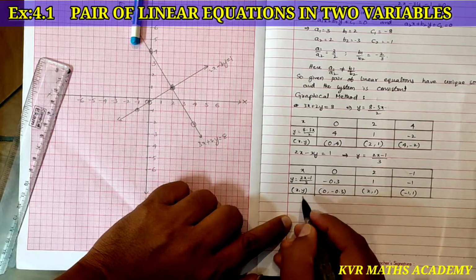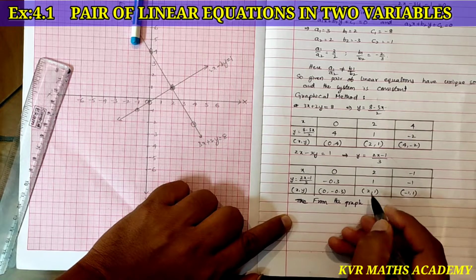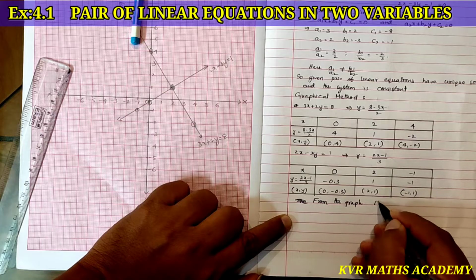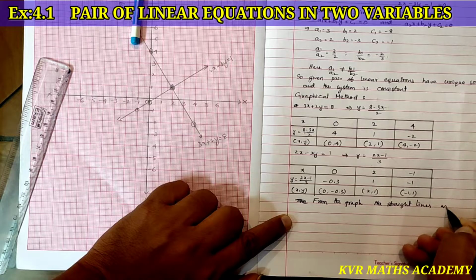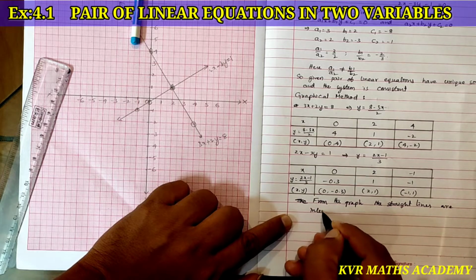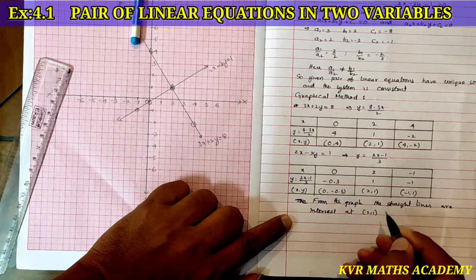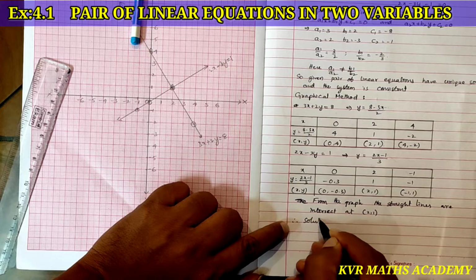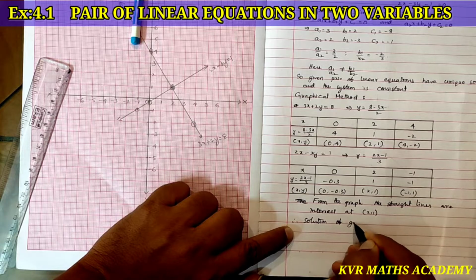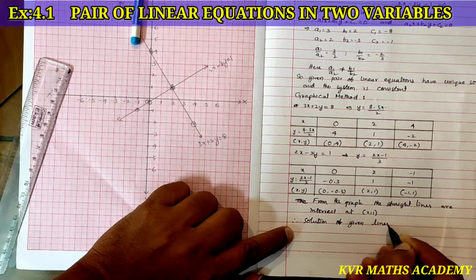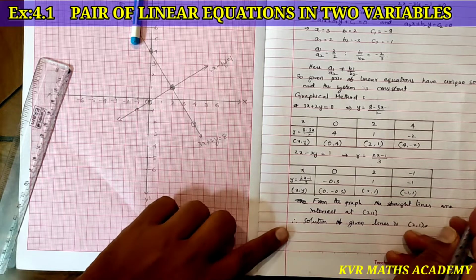So what will you write? From the graph, the straight lines intersect at 2, 1. Therefore, the solution of the given lines is 2, 1. Have you understood clearly?